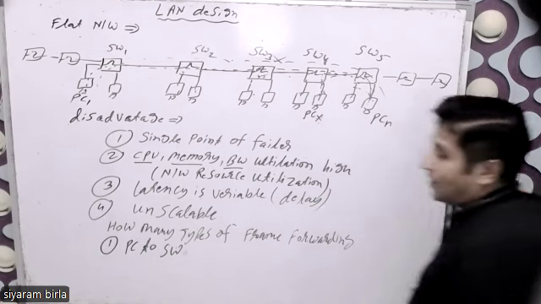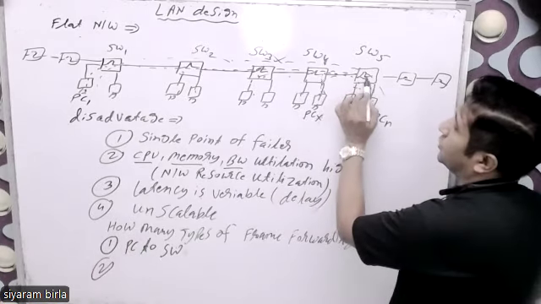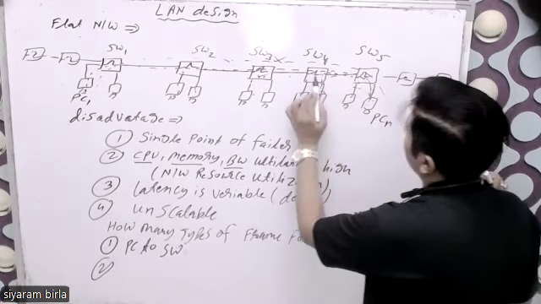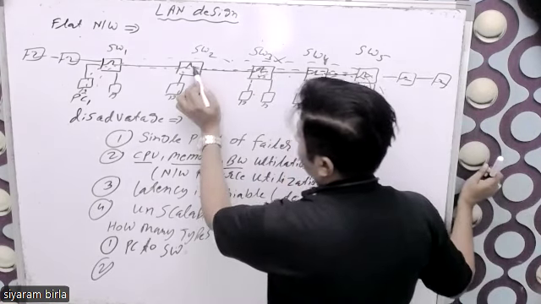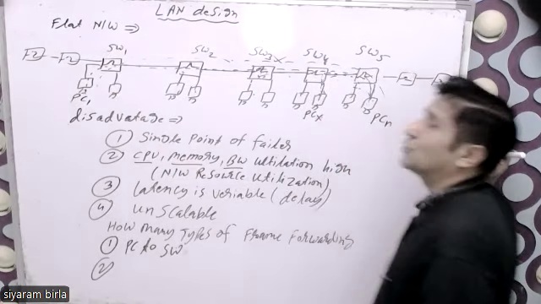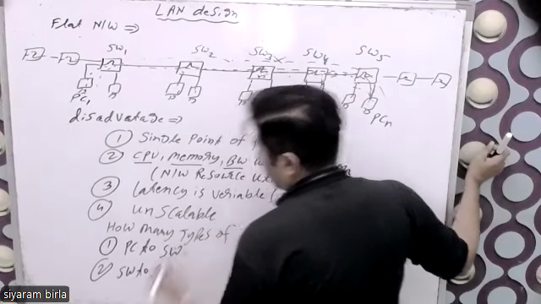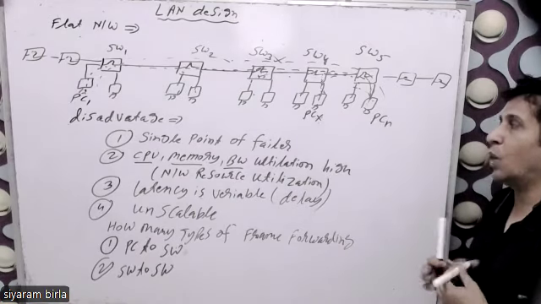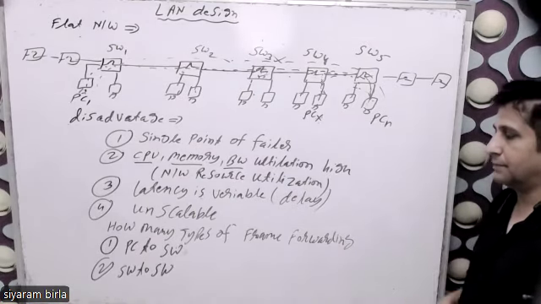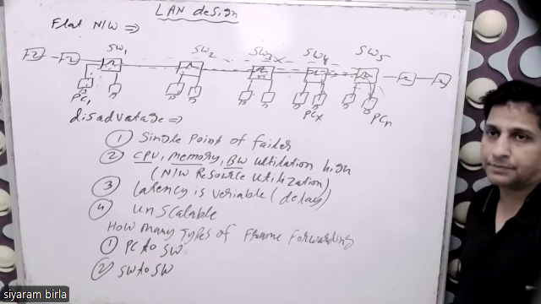And the second traffic flow is switch to switch. This switch sends traffic to this switch, and this switch sends traffic to this switch. So the second traffic flow is switch to switch. I need to stop one of the traffic flows.